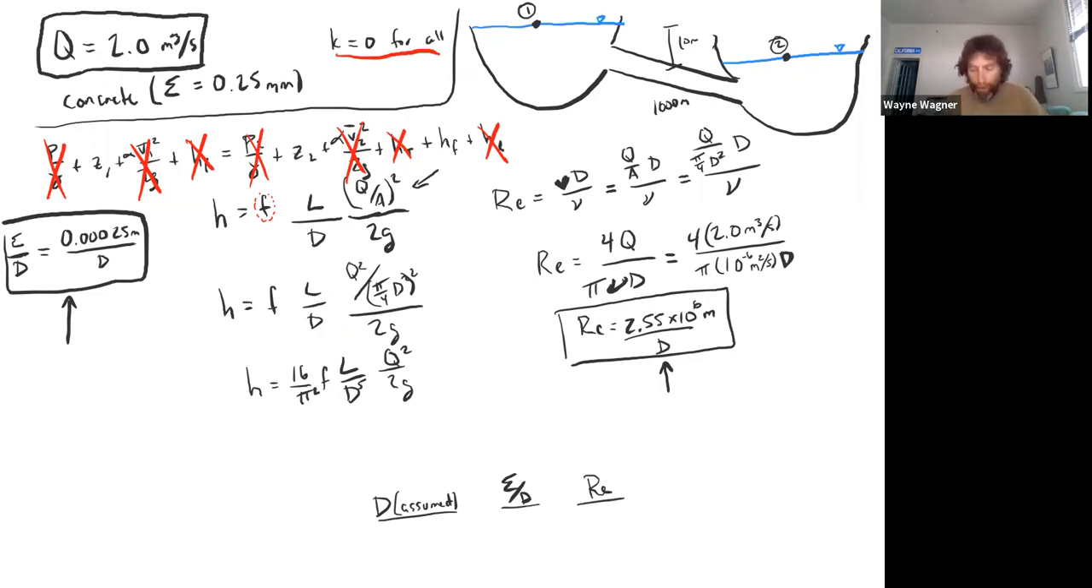Okay, once I know those two things, then I can do my Moody diagram and get F. Okay, I'm gonna get that from Moody. Once I've done that, then I have everything to solve this equation for D. And there are other ways that you can do this.